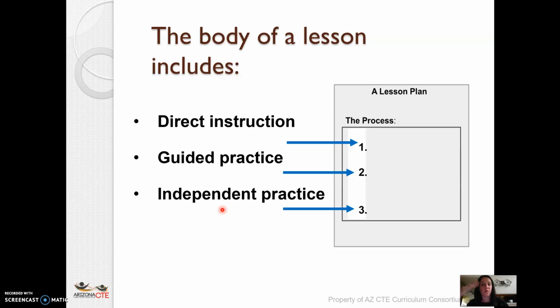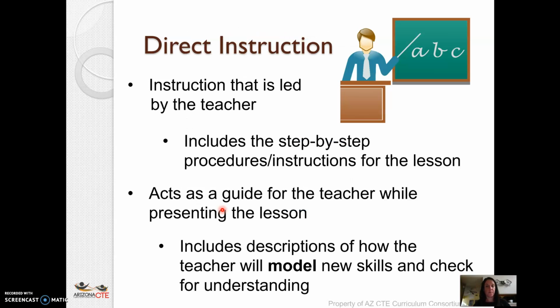And that's when you've taken a step back and you let the kids do it on their own and figure it out. And I say on their own, that can still be in groups, that can still be in partners, but the kids are working together to figure out the independent practice. You as the teacher are taking a step back and letting them show you what they've learned.